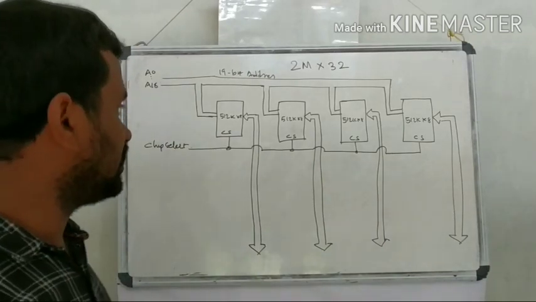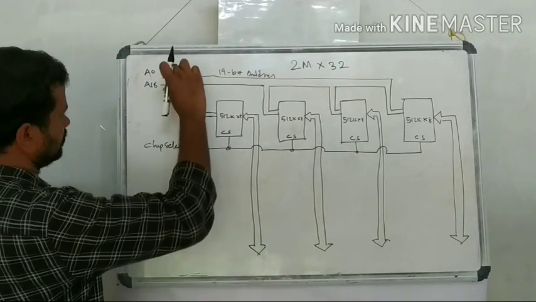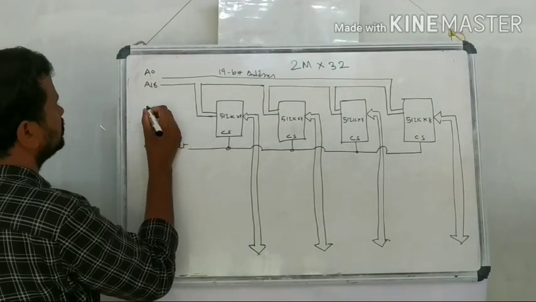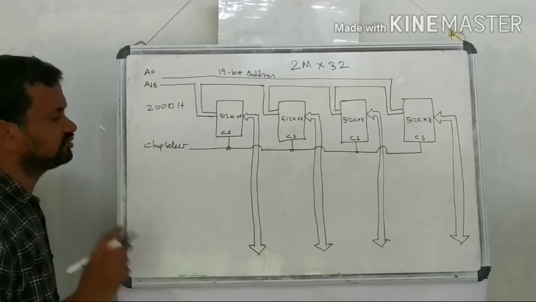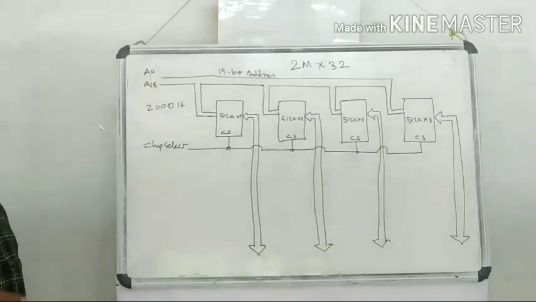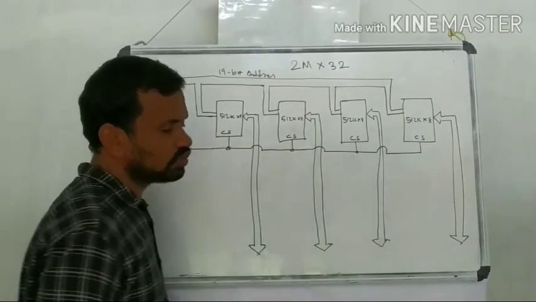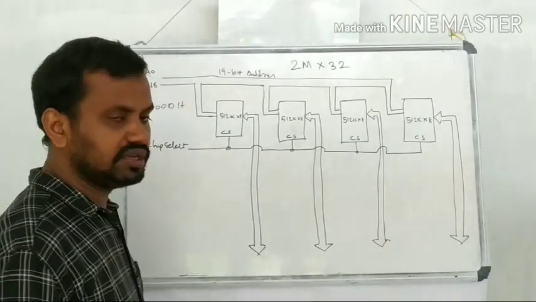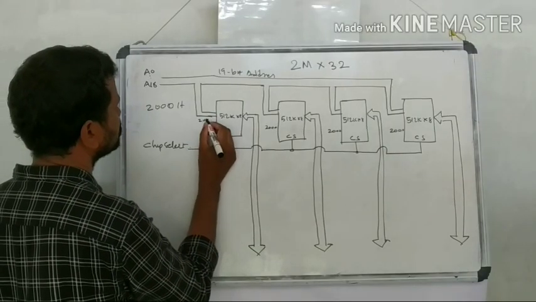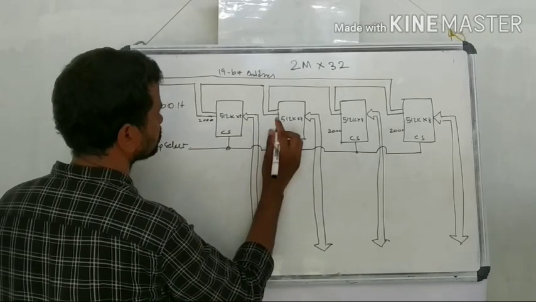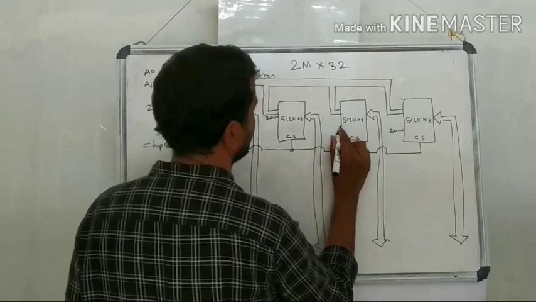And we have a connection like this. If you are giving one address here, for example 2000H, through this address bus, then the same address will reach all the memory chips at the same time.